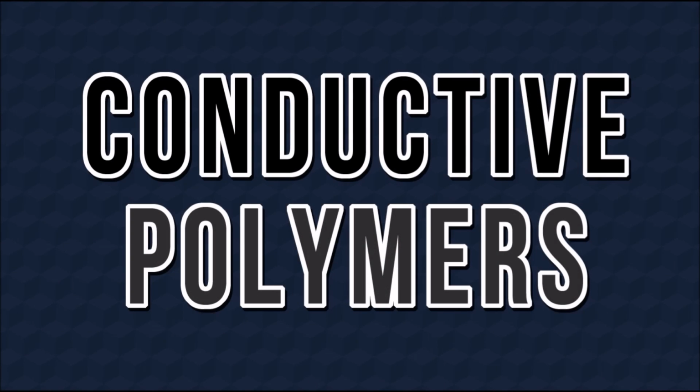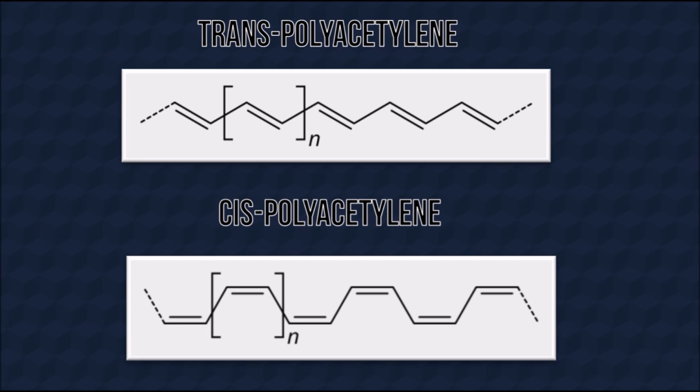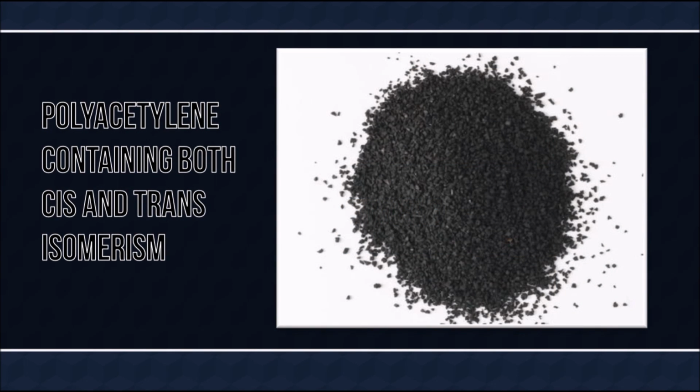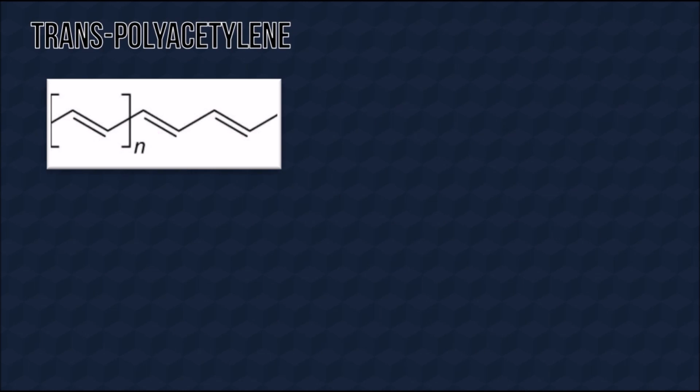To understand the chemistry behind conductive polymers, we'll first look at polyacetylene, a flat polymer with 120-degree bond angles. Polyacetylene is a polymer that contains two isomeric forms, cis and trans, and is usually formed as a black powder or film with both cis and trans isomerism. In 1974, in the lab of Japanese chemist Hideki Shirakawa, it was discovered accidentally, by adding too much catalyst, that it was possible to synthesize polyacetylene that contained only trans isomerism.